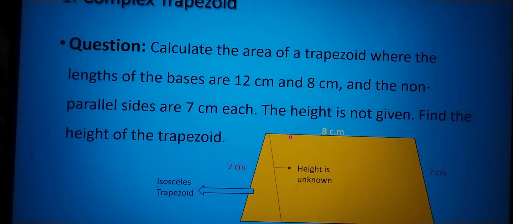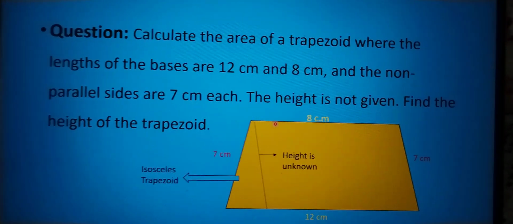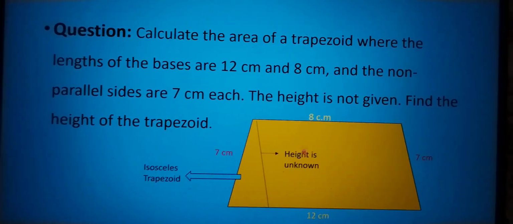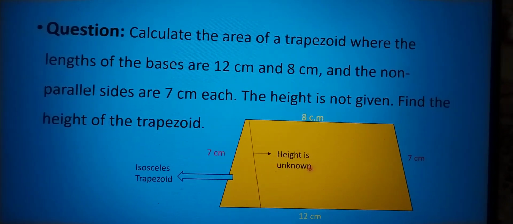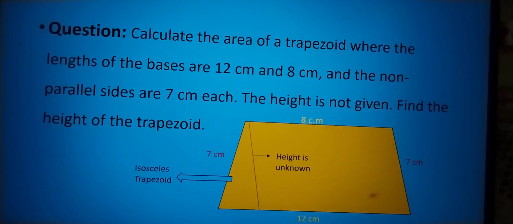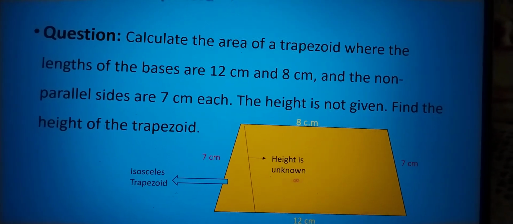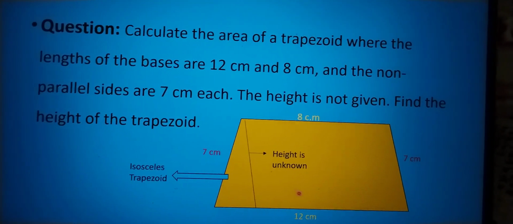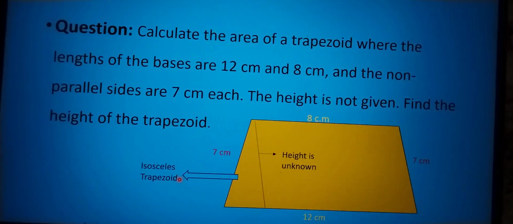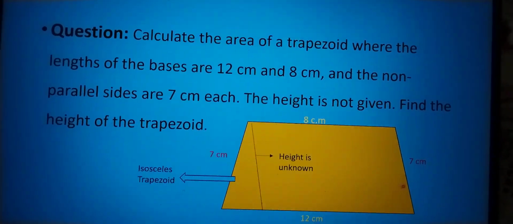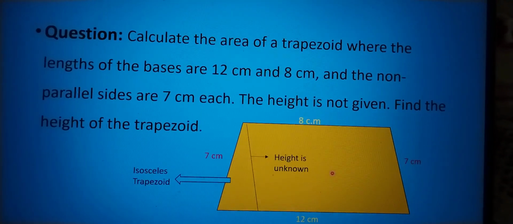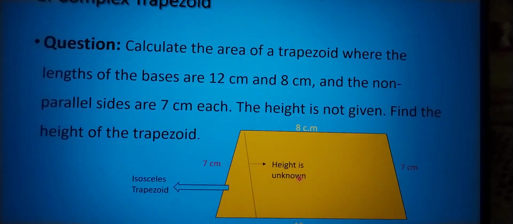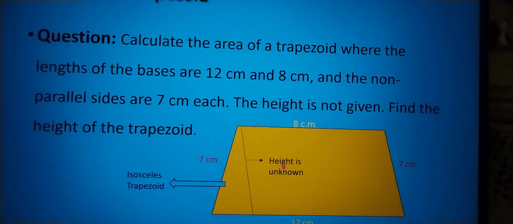So let's imagine this trapezoid. I think the trapezoid we're searching for will look like this. Right here we can see these two are the bases, which are also the parallel sides, and these non-parallel sides, also known as the legs, are both 7 cm, and the parallel sides, which are the bases, are 8 cm and 12 cm each. This is an isosceles trapezoid because the legs are equal, and the height, which is measured from one base to the other base, is not given, so the height is unknown. So we're going to try to find the value for the height.